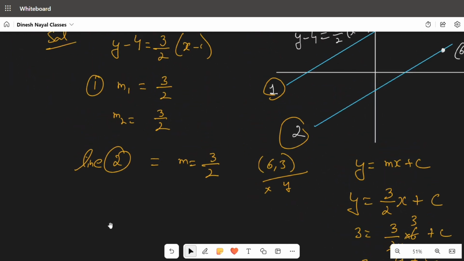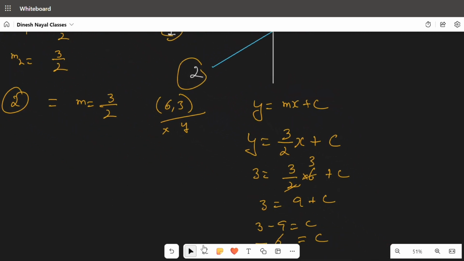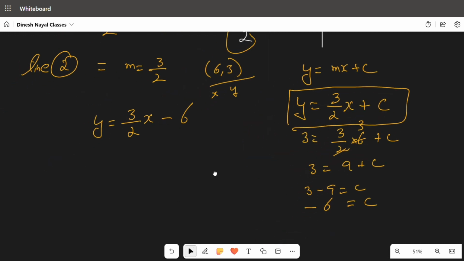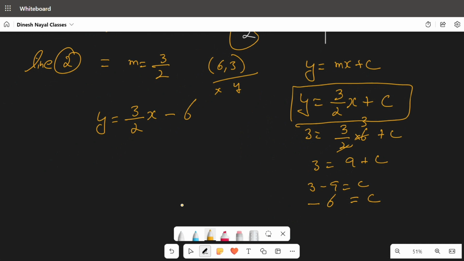Hence we will substitute this value in this equation. So the equation will become y equals 3 by 2x minus 6, because c over here is minus 6. But we have to write this in the general form. So in the general form, just multiply. This is 3 by 2, so multiply throughout by 2. So this will be 2y equals 3x minus 12.